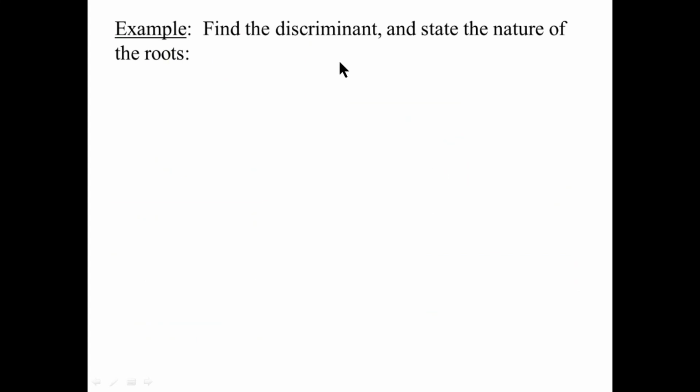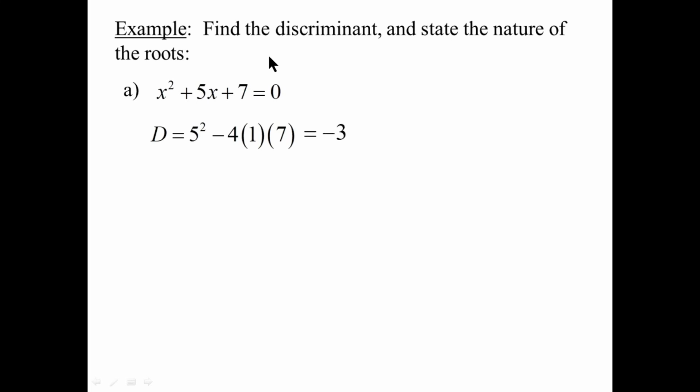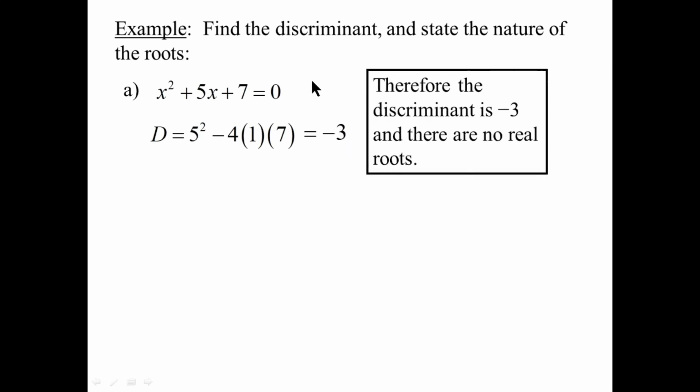Moving on, an example: find the discriminant and state the nature of the roots. There's a quadratic equation. The discriminant is b squared minus 4ac, so that'll be 5 squared minus 4 times 1 times 7. Working that out, it turns out negative. We can predict this quadratic will have no real roots because the discriminant is negative. We can't take the square root of a negative.